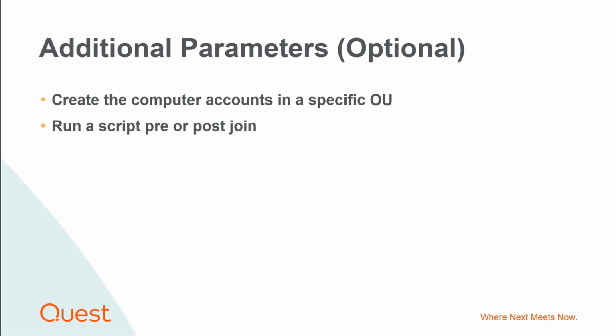You can also run a PostScript pre-join or post-join. This script, again, should be something small, not software installation replacement type stuff, but if you're trying to flip a registry bit or just make a slight change, you have that option to do that.